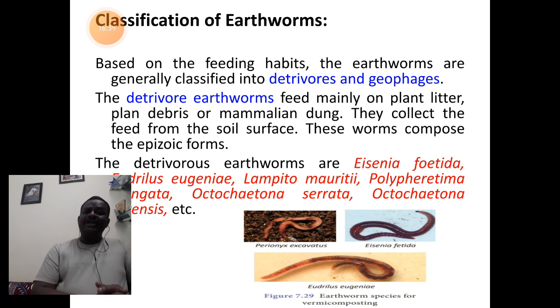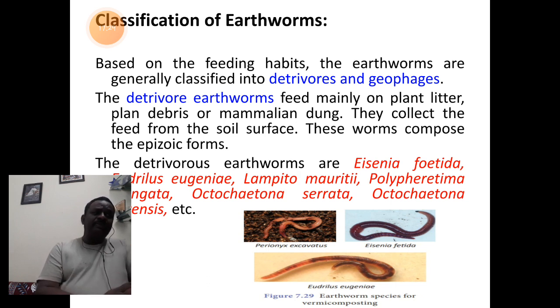Next is the classification of the earthworms. Students, we find varieties of earthworms, but all earthworms cannot be used in the process of vermicomposting technique. Earthworms are classified here based on not only their habits but also the feeding ways. Some earthworm species will feed on the dead and organic waste, which we call detritivorous earthworms. And some species of earthworms will feed on the soil particles, which we call soil-feeding earthworms or geophagous earthworms.